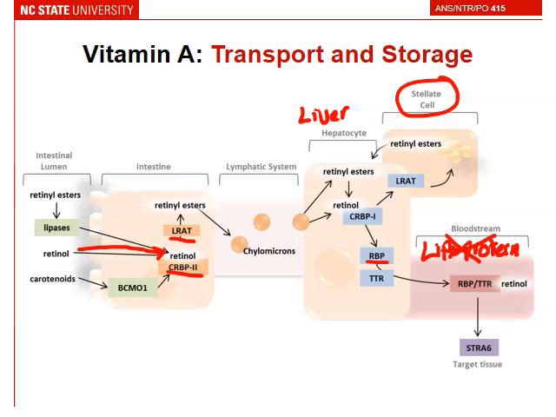So we're storing our vitamin A within the stellate cells. So here you can see we use the LRAT again, and we're converting our retinol back to our retinol esters, and we're storing that within our stellate cells. And then when we need to access that vitamin A, we're going to be releasing those retinol esters back to the hepatocytes, and we're going to be breaking it down to retinol and then have that go bind the retinol binding protein and go throughout the cells.